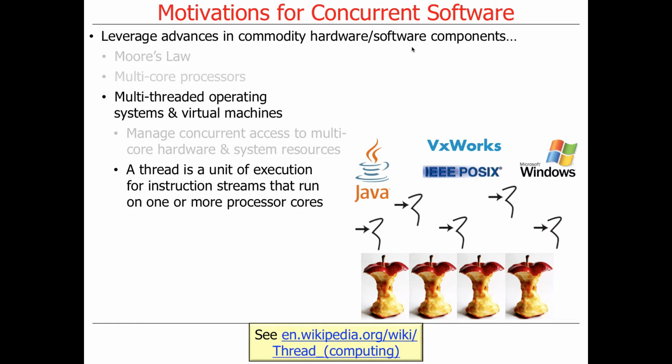A thread is a unit of execution for instruction streams that run on one or more processor cores. And it's the job of the operating system and the virtual machine, depending on what kind of system you're running on, to be able to take application code or infrastructure code and then run those in threads and then map those to the underlying processor cores. So multi-threaded operating systems and virtual machines have now been around for 20 plus years, and they're completely commodity. Everything these days has multi-core for the most part and multi-threaded operating systems.